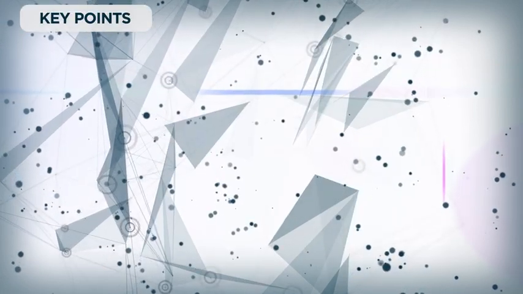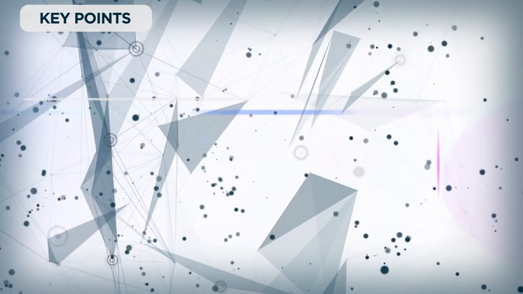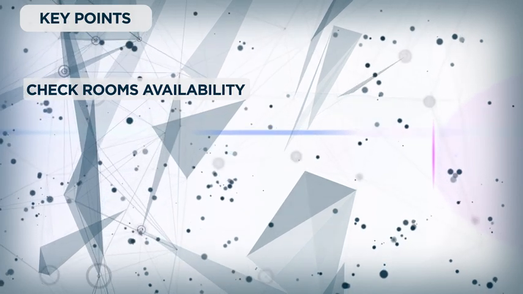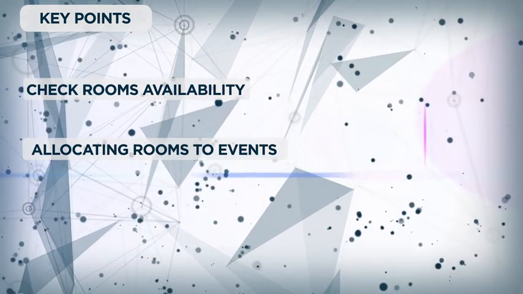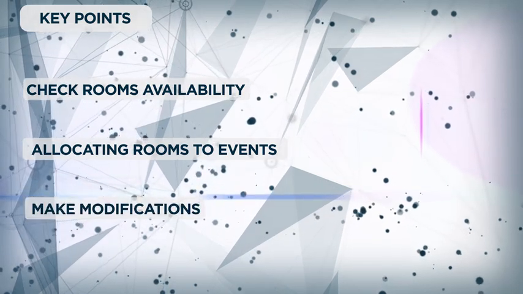This video is finished. You know now how to check the availability of your bedrooms and meeting rooms, how to prioritize the allocation of your rooms, how to modify the attributes of your rooms.